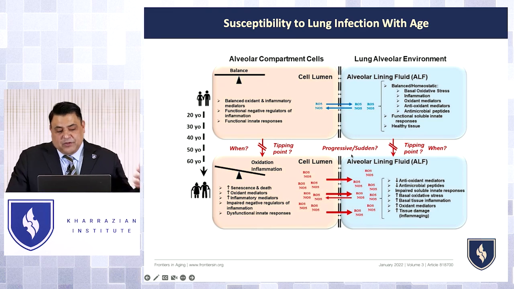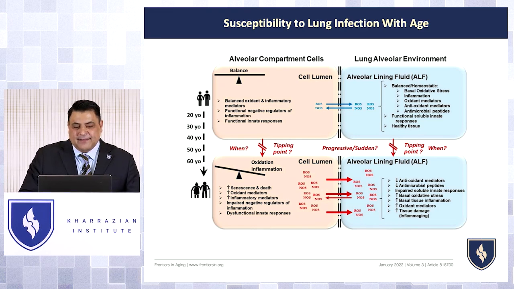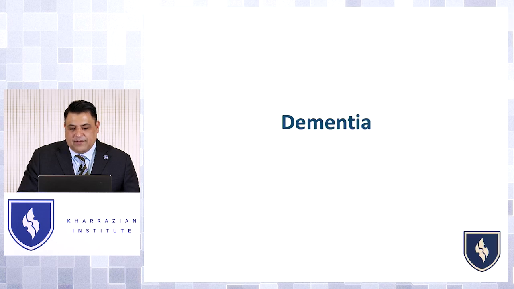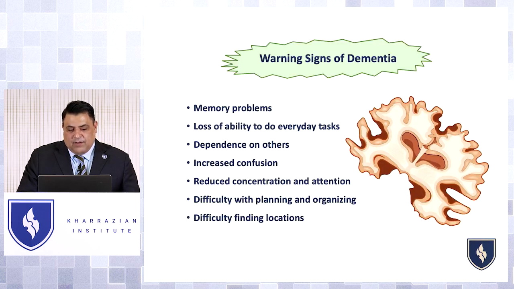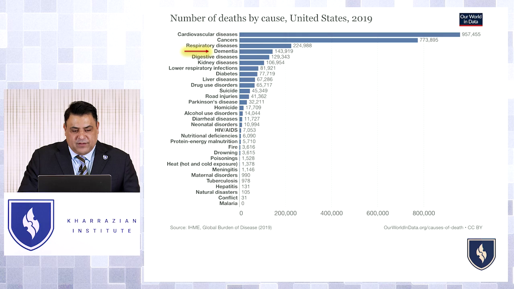So again, it goes back to, if you look at the common causes of death, whether it's cardiovascular disease and injury, whether it's cancer, whether it's lung disease, you're going back to the same hallmarks of aging. And then we can look at dementia. If you look at dementia, it's like the fourth cause of death here.